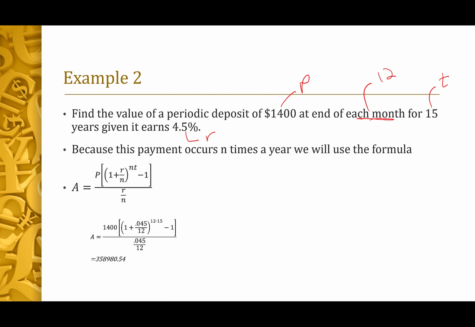1,400 times parentheses, another parenthesis, 1 plus 0.045 over 12 to the 12 times 15, minus 1, over 0.045 divided by 12. Again, depending on the calculator you're using, there are some steps you can do to make this easier for yourself. You can put parentheses around the denominator. That's going to help. You can also go ahead and multiply 12 times 15, which is 180, and that might help you also. I will, of course, go to Desmos to show you how to put it in there, but I want you to have the right steps so that we're set up to get this right.